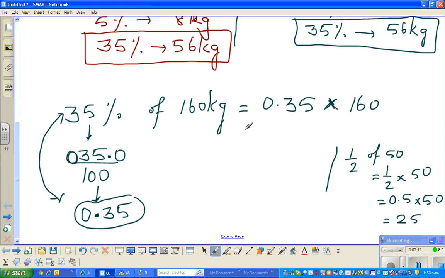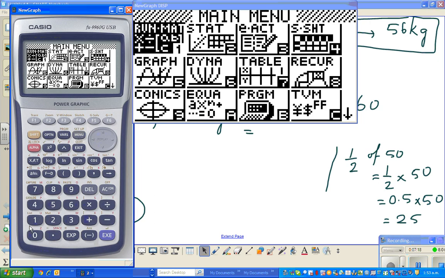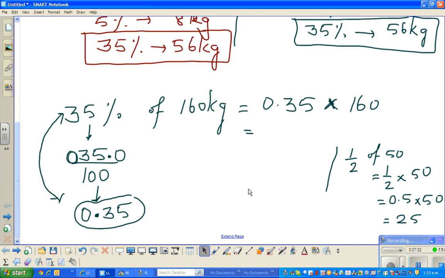So using the same approach, I've used my calculator now. So this is my simple calculator. That is 0.35 times 160. 0.35 stands for the percent, 35%. So that is 56. So we have confirmed our answer. The answer is 56 kg.